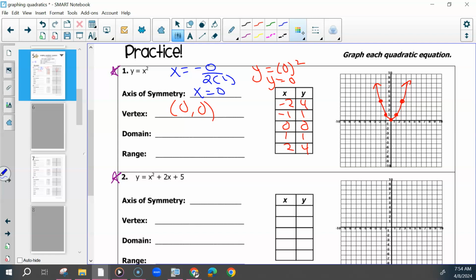Okay. The domain, that's your x values. Range is y values. When we talk about the domain, we're looking left to right. When we talk about the range, we're looking lowest to highest, or bottom to top.